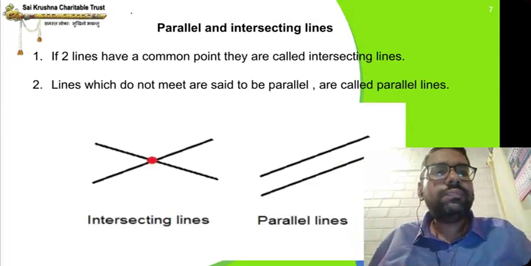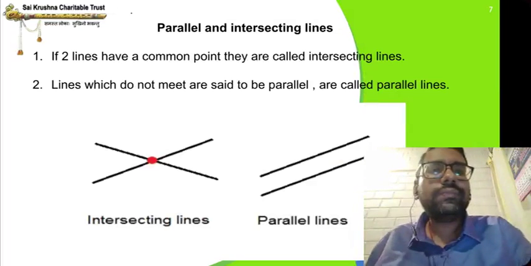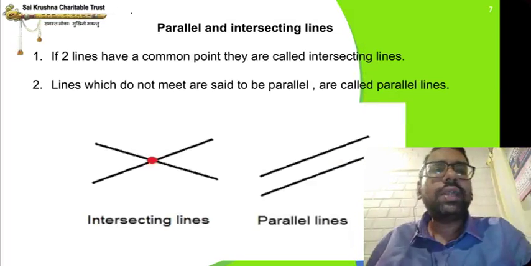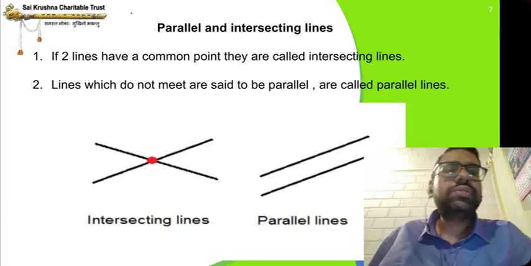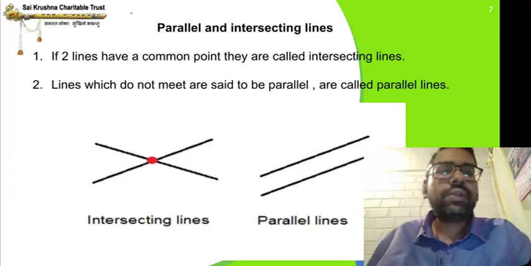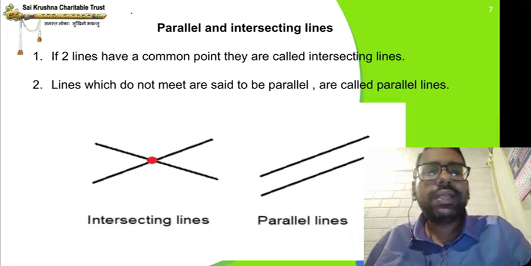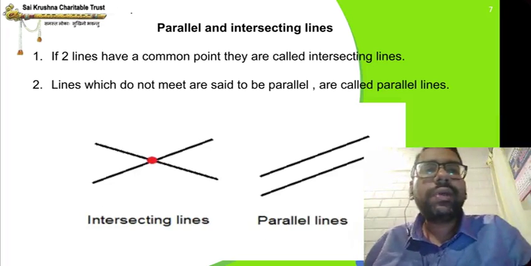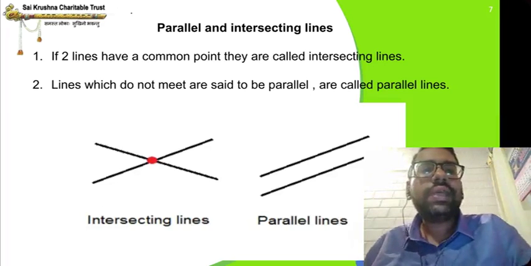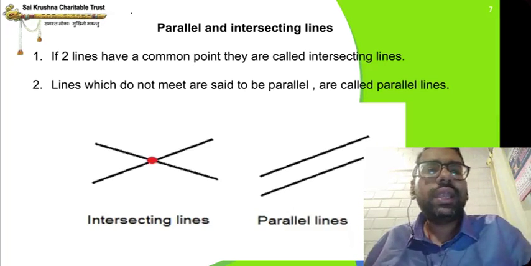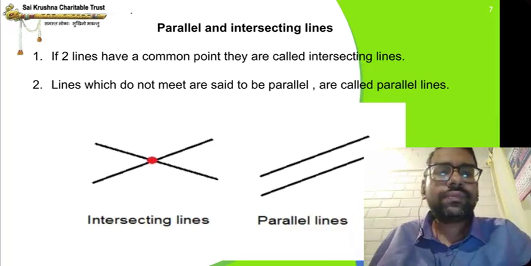Now, what are parallel and intersecting lines? If two lines have a common point, they are called intersecting lines. I have shown it here in red marks. One dot is there, that is called the point of intersection. Intersecting lines means two lines that have a common point, where they intersect. Once again, when two lines have a common point, they are called intersecting lines. That means two lines intersect at a point, shown in red, called the point of intersection.